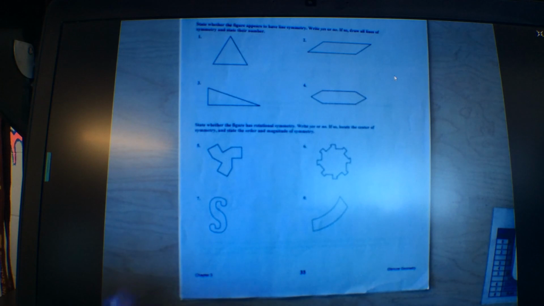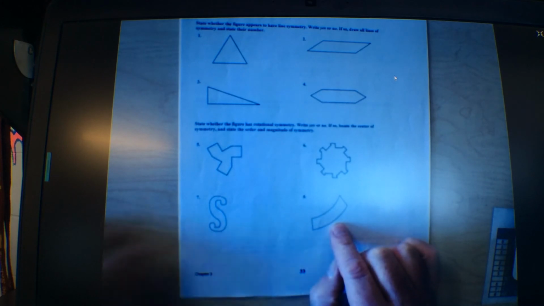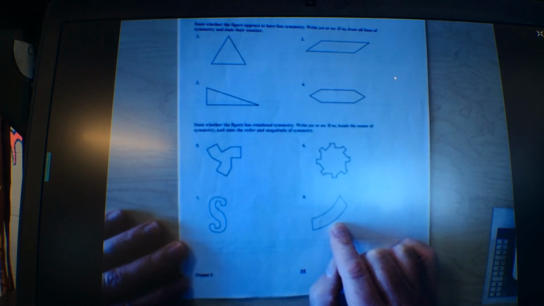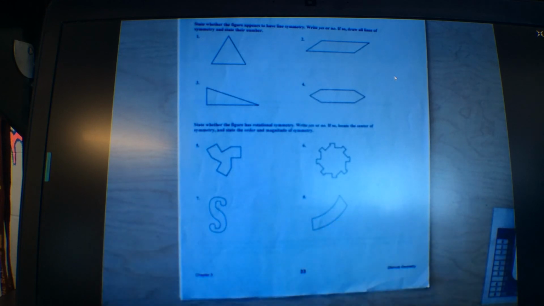Okay, all right. Should we do one of the bottom ones together? Which one would you like to do? 8. 8? I'd love to do 8. Why? It doesn't have any. So my answer is no, and then that's it. I'm done.